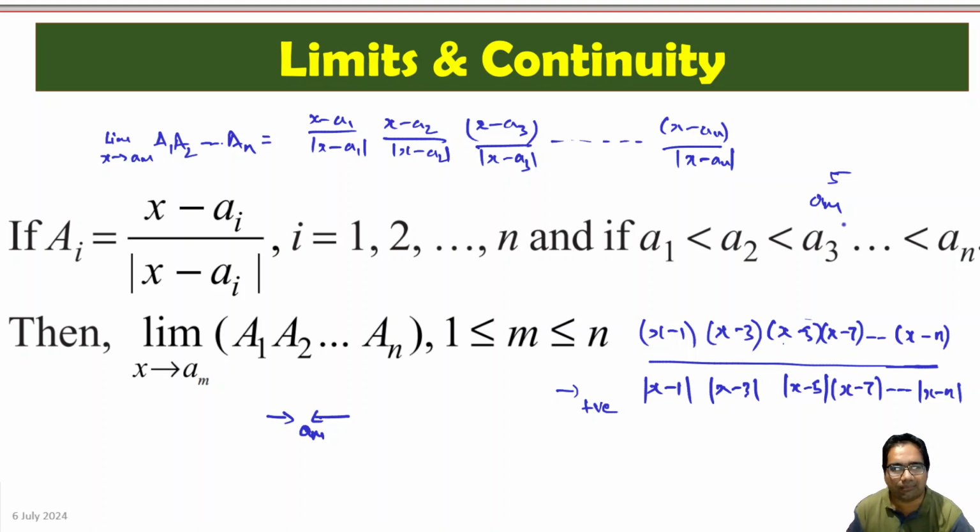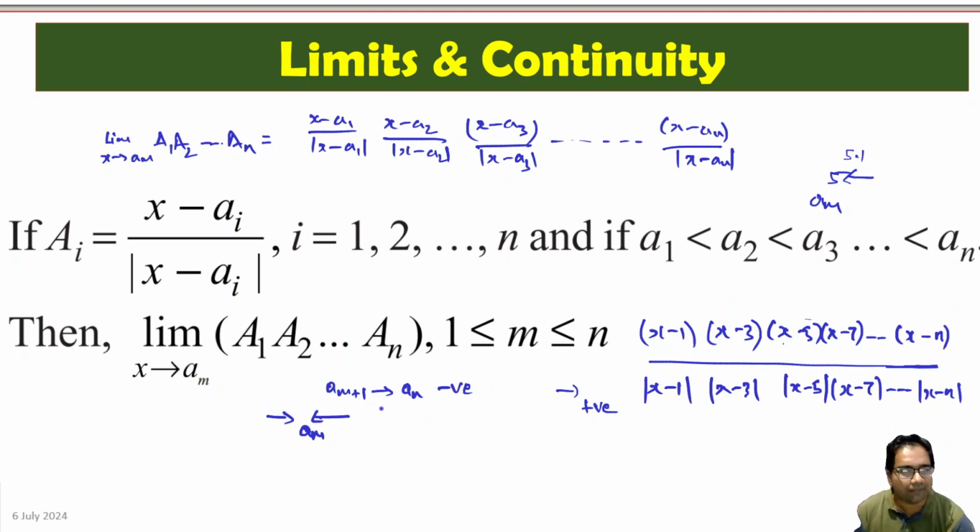Now let's say we are approaching am from the right hand side. That means we are approaching 5 from the right hand side, let's say some number like 5.1. Then what will happen? The first three terms are positive and the remaining ones are negative. So when you are approaching from the right hand side, am plus 1 to an are all negative: a4, a5, a6, whatever. There are total 10 terms. All remaining 7 terms are negative and the first 3 terms are positive.